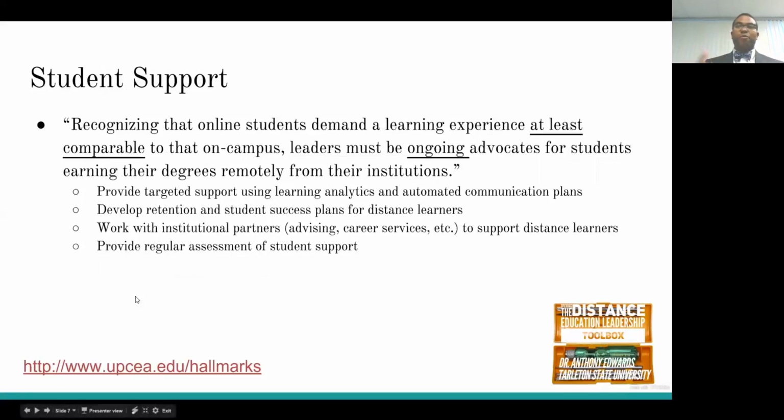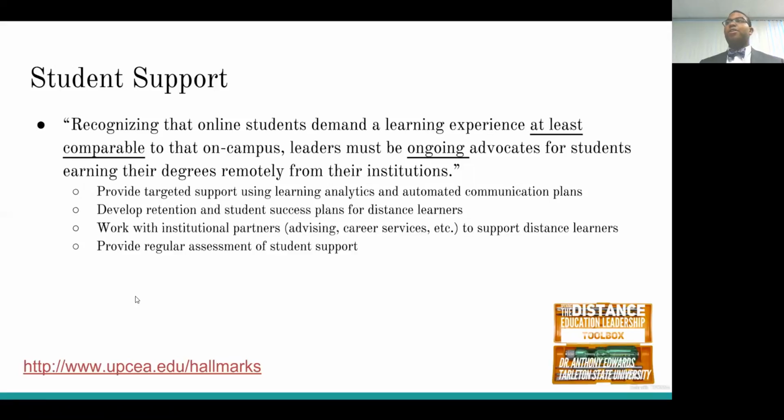Okay, so let's move from faculty support to student support. And here's the language from UPCEA: recognizing that online students demand a learning experience at least comparable to that on campus, leaders must be ongoing advocates for students earning their degrees remotely from their institutions. So I think we've talked about that equal or exceeding or at least comparable to. So that works from the faculty side as well as from the student side. It should be the case on both teaching and learning.